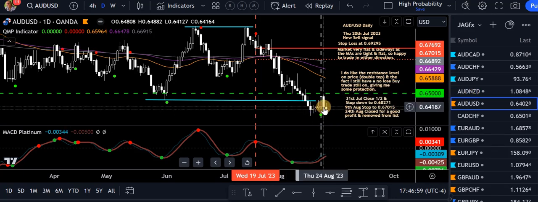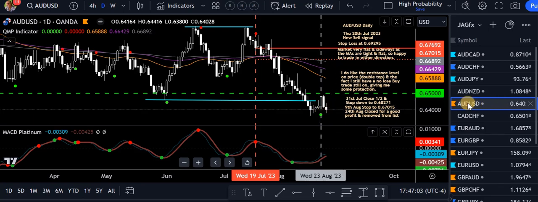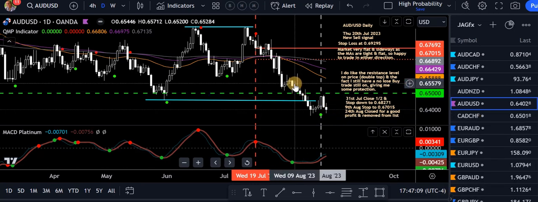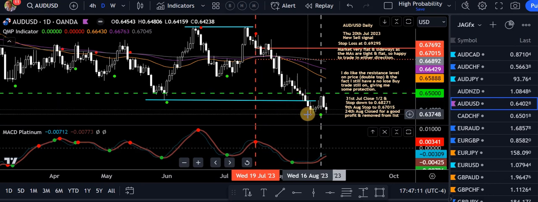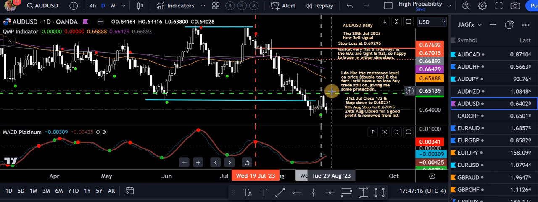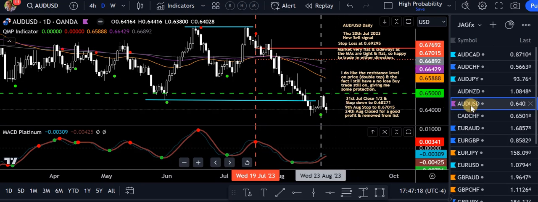So that's a valid buy signal. I didn't take it because I'm removing it from the watch list. All I did was leave it on here on the video to show you guys that it was closed for a profit to sell, and I'm removing it from the watch list. So this will be the last time you see it for a while, but it's a good win on that sell. So that's the Aussie USD.